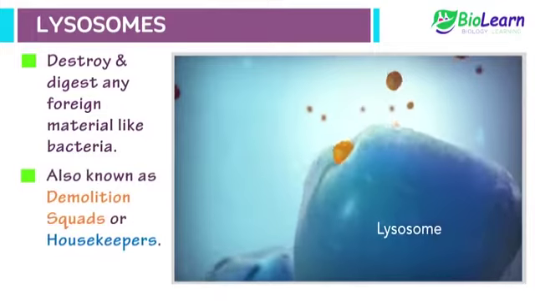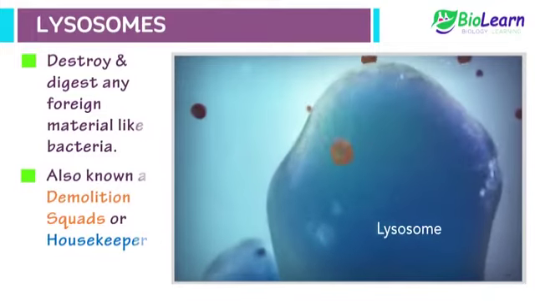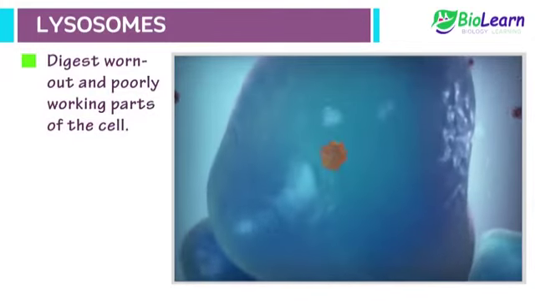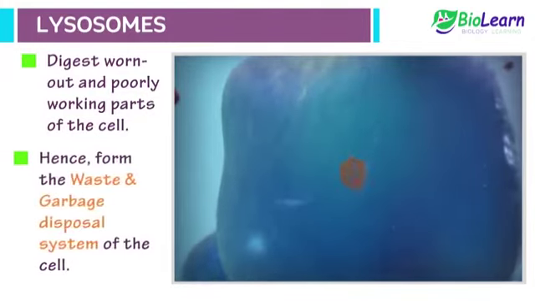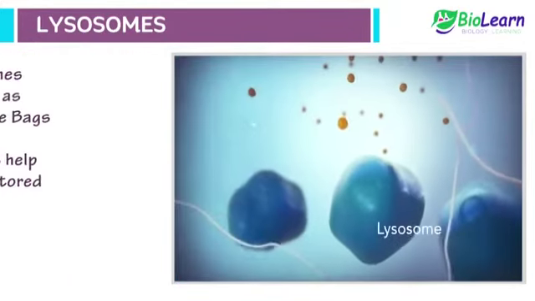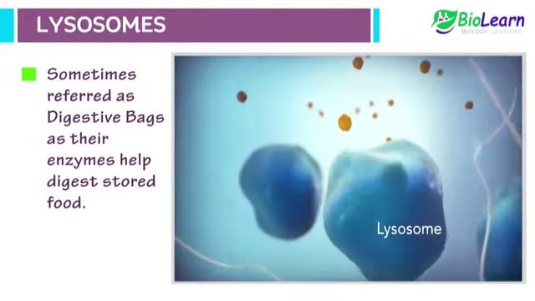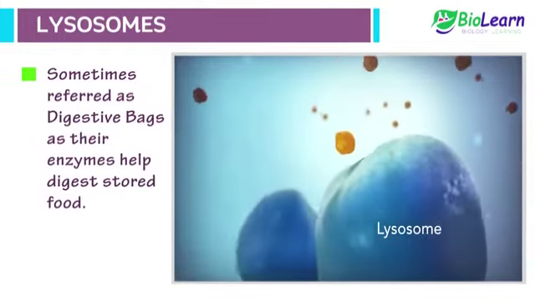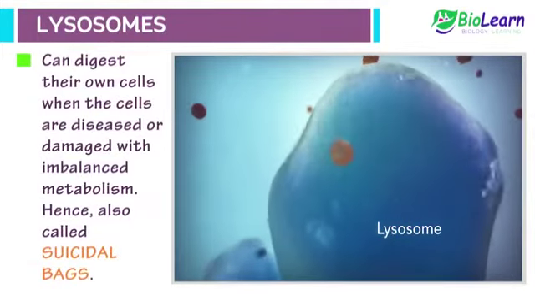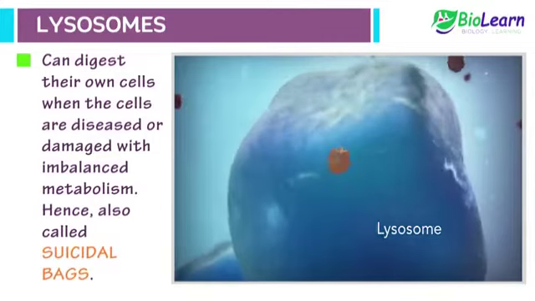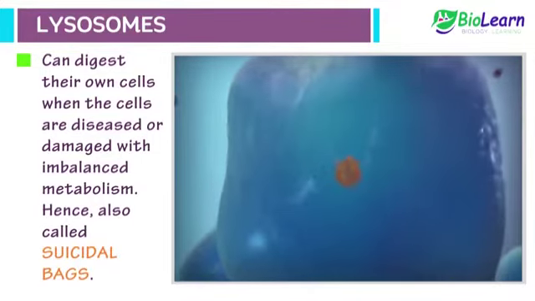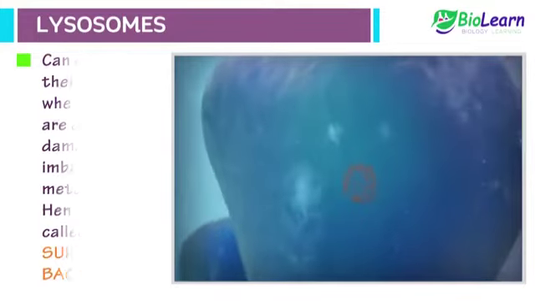Hence, they are also known as demolition squads or housekeepers. They also break down worn out and poorly working organelles and digest them. Hence, they are the waste or garbage disposal system of the cell. They are also referred to as digestive bags because their enzymes help in the digestion of stored food. Lysosomes also digest their own cells when the cells are diseased or damaged with poor oxygen supply or improper metabolism. Thus, they are also called suicidal bags of the cell.